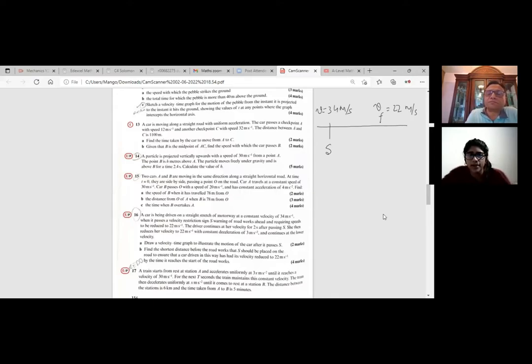So the gradient of a velocity time graph is acceleration, right? Yes. So we need to make that 3. Correct. So we are talking about displacement, velocity and time. The velocity and displacement is with time, right? So for now, we'll just put this as 34 for 2 seconds.